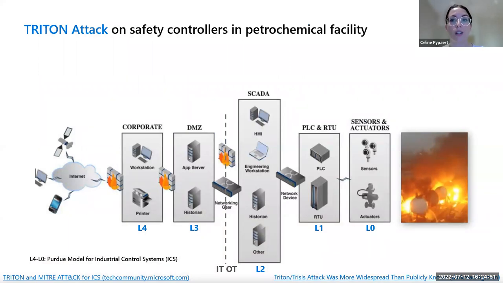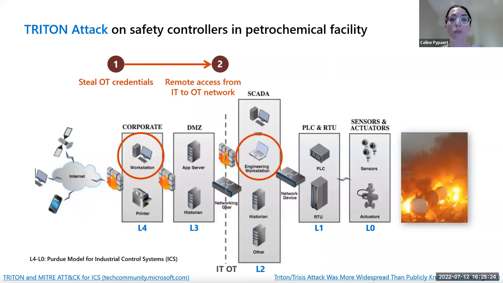Here's an example of an attack on a petrochemical facility. In this case, an adversary leveraged living off the land techniques, meaning using existing software tools that are legitimate within the environment, existing known good applications and other things. The attacker stole OT credentials from the corporate network, and was then able to pivot through the demilitarized zone and cross over into the OT estate through remote access from the IT to the OT network. Just for information, you can see the different layers here. L4, L3, et cetera, refer to the layers of the Purdue model, which is a model specific to ICS. And then down to layer 2, that's where SCADA resides.